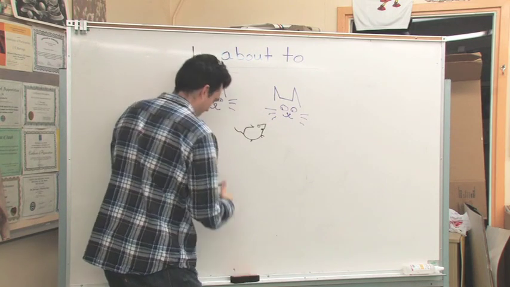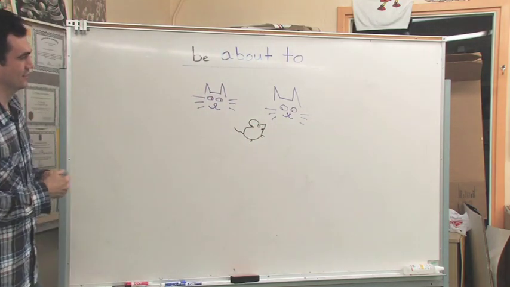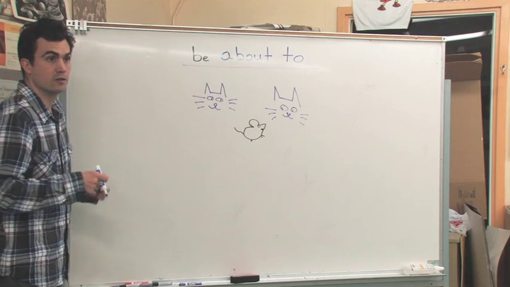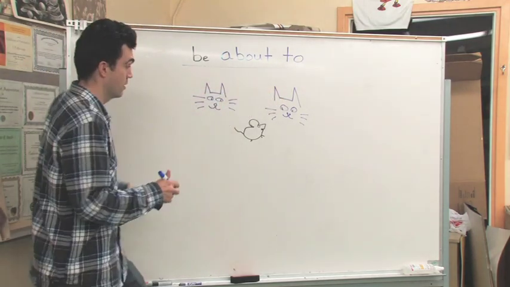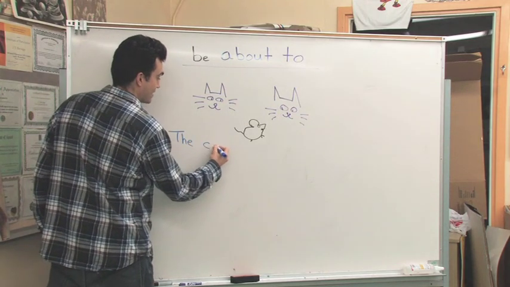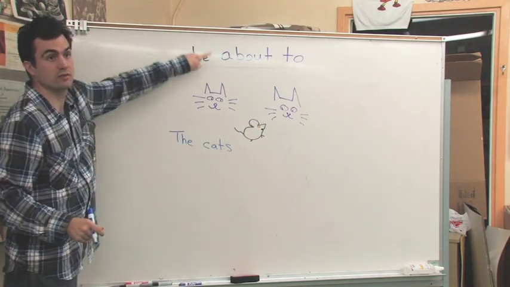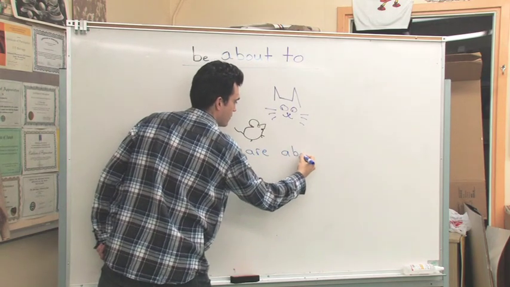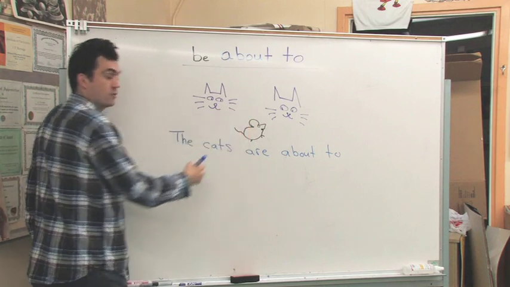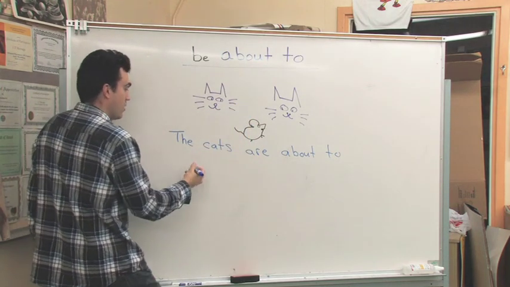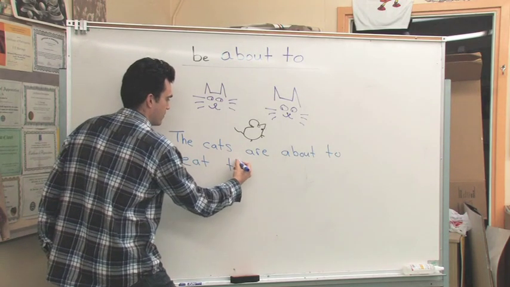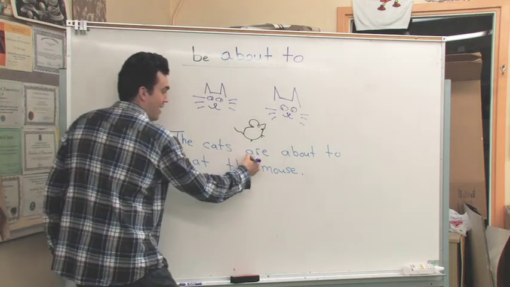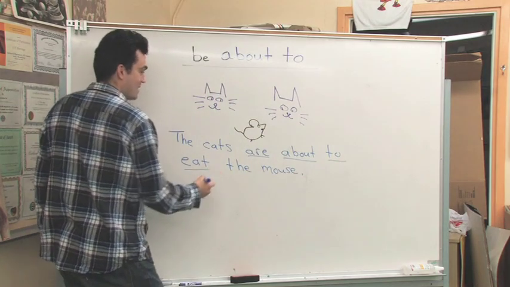Let's make the ear better here. The cat he go to. So, what's happening? What is about to happen? The cats, right? There are two. The cats are what? About to. What's the verb? To eat. Okay. About to eat. The mouse, or maybe it's a rat, but it was supposed to be a mouse. So the cats are about to eat the mouse.